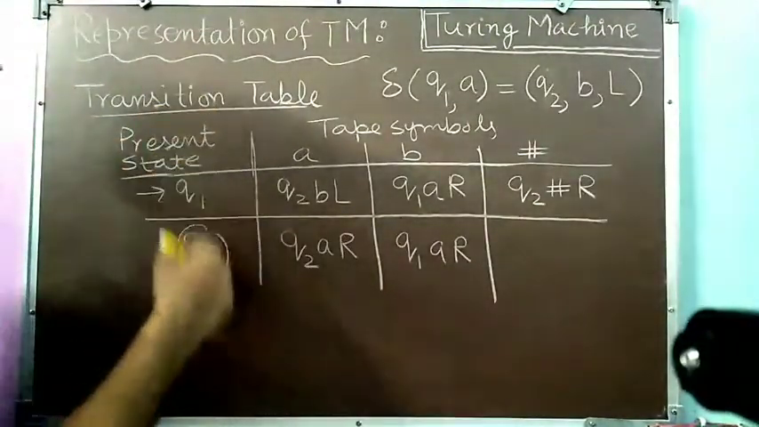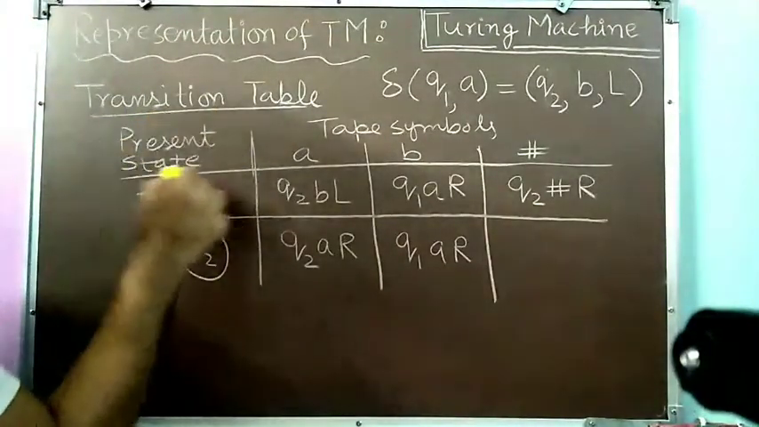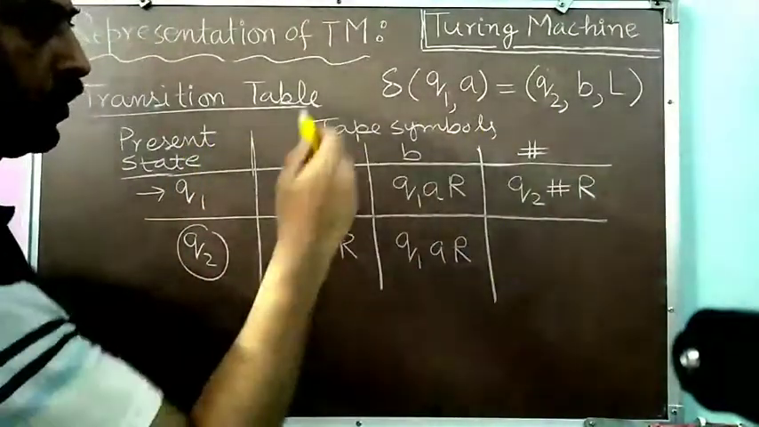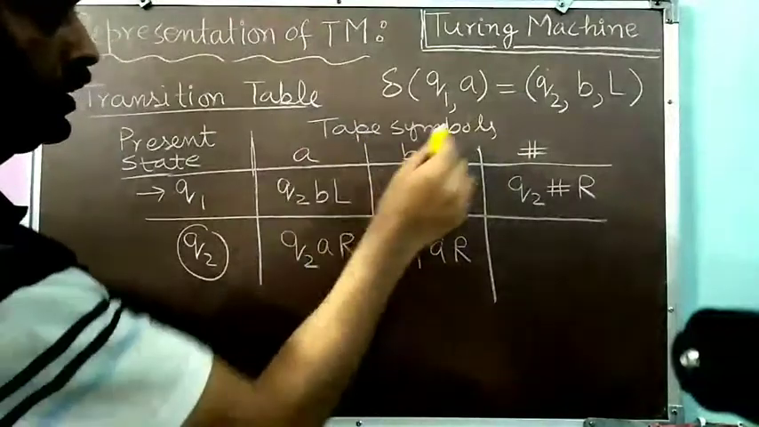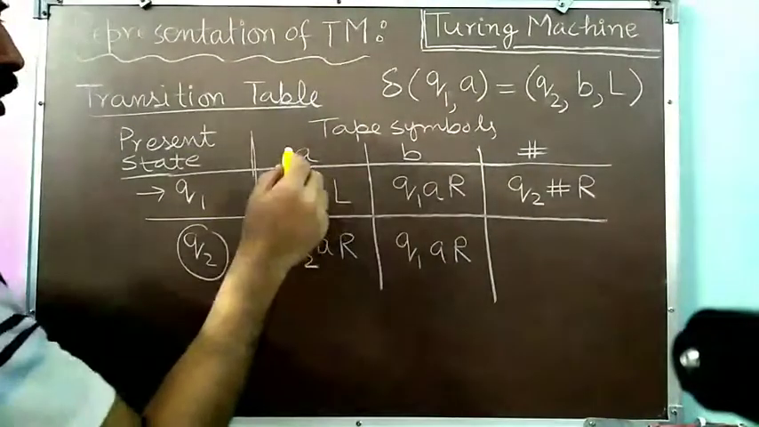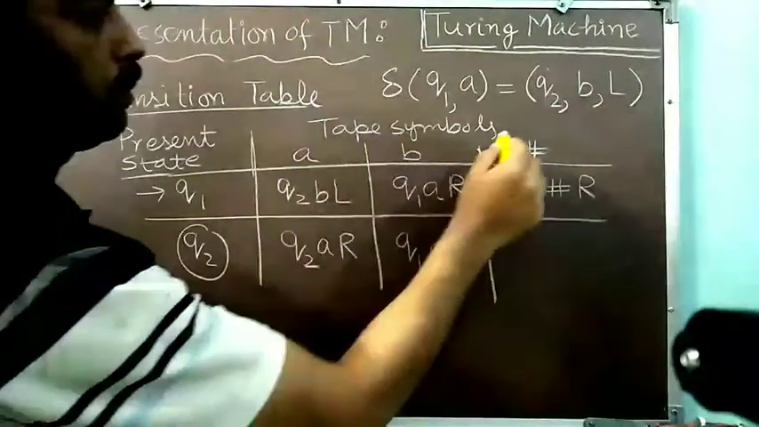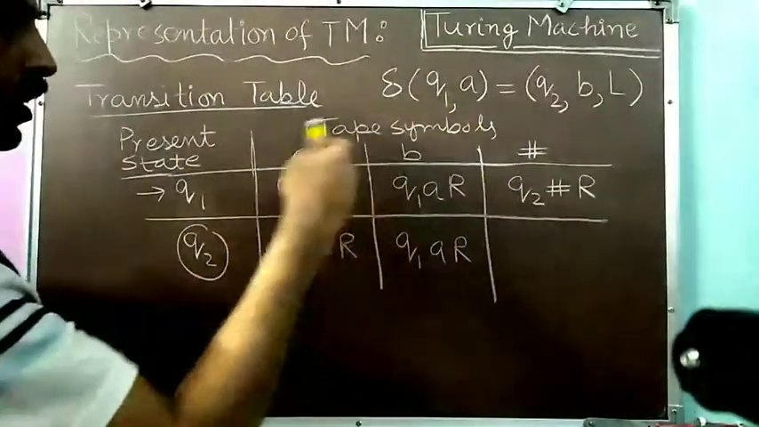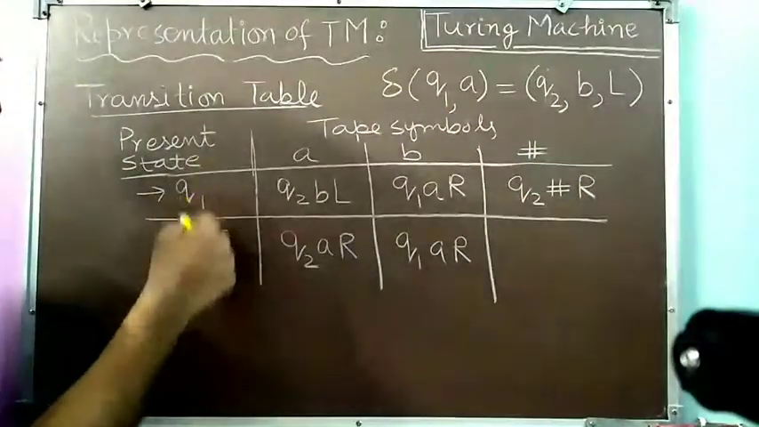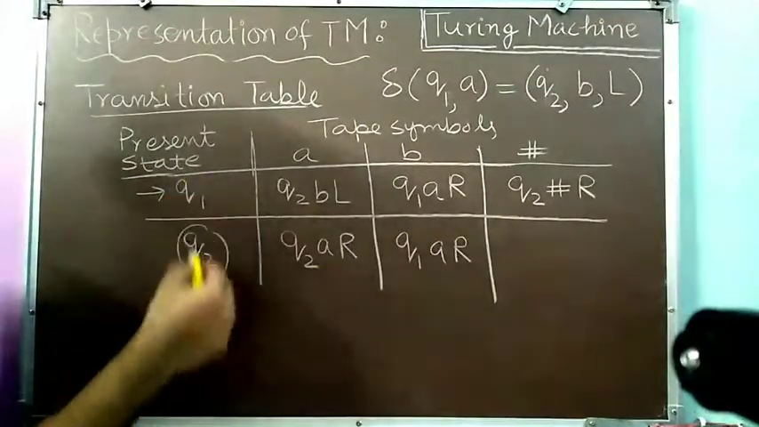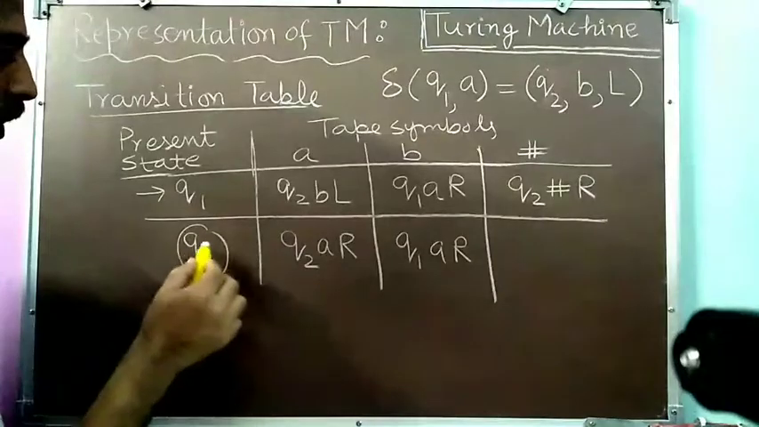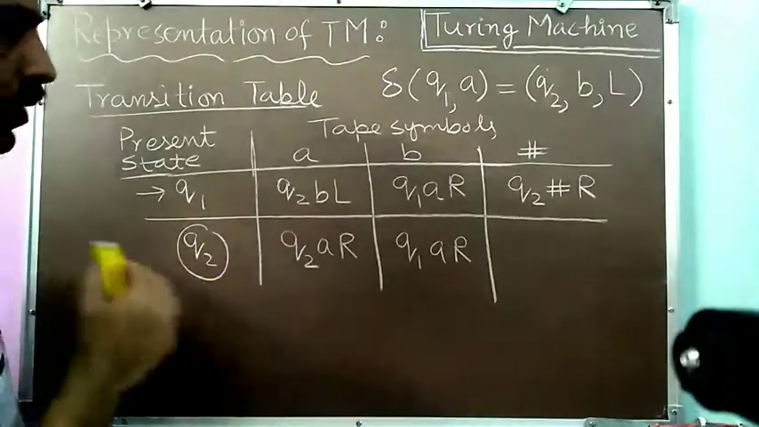So here, in the leftmost column, we will have the present state, and the rest of the columns will be divided into the tape symbols. Suppose my tape symbols are A, B and blank. So I have made three columns, one for each tape symbol. Here I will write the states, and among those states I will mark which state is the start state and which state is the final state.